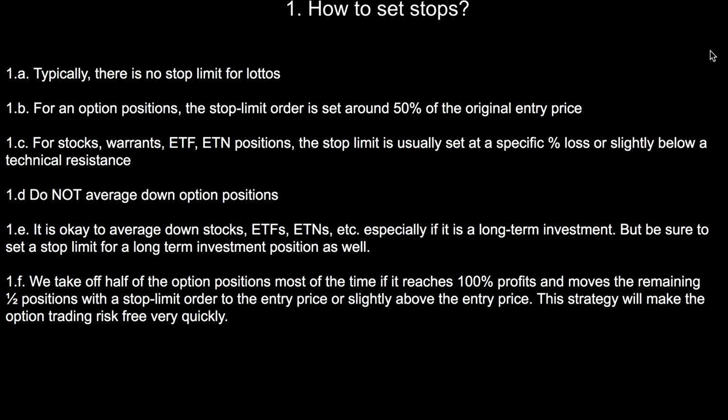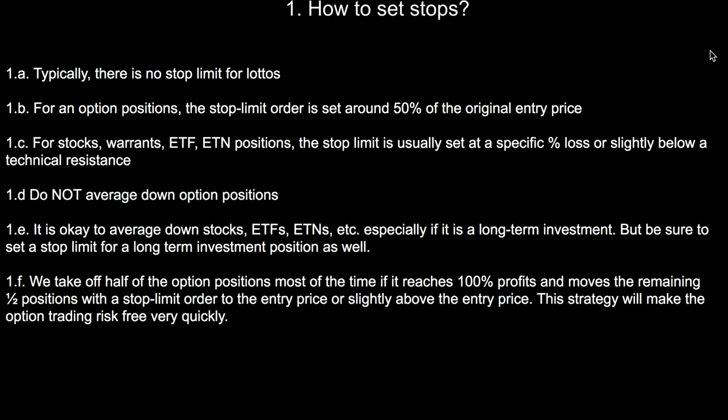Also, a general rule of thumb is do not average down option positions, because when we enter an option contract, if it is in the wrong direction or even just in consolidation, the price of the option contract will drop dramatically and very quickly. Unless we are in the right direction, that's the only time I would recommend to add or average up the option position, but do not average down.